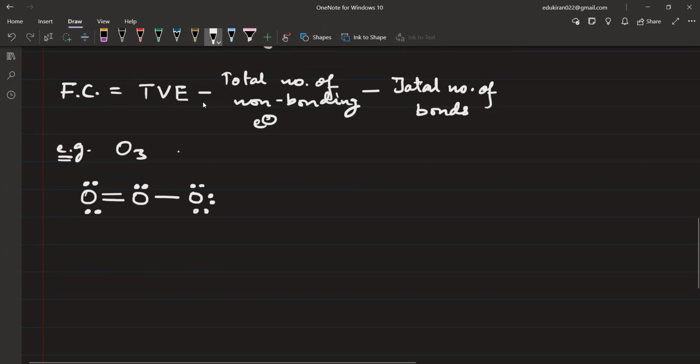Now here we have 3 oxygen atoms: 1, 2, and 3. I will calculate the formal charge on all of them. So for the first one, formal charge is equal to total valence electron. What is the total valence electron on this oxygen atom? Please tell me.